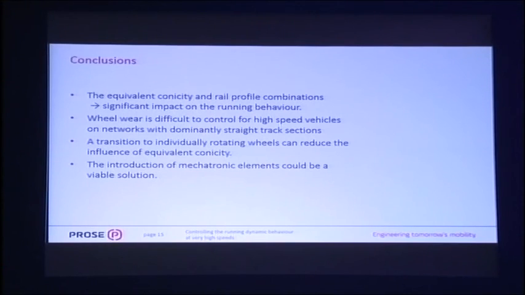So my conclusion is the equivalent conicity and rail profile combination have a significant impact on the running behavior. Wheel wear is difficult to control for high-speed vehicles, since the networks have predominantly straight track sections. A transition to individually rotating wheels can reduce the influence of equivalent conicity. And as mentioned before, these mechatronic elements could be a viable solution.